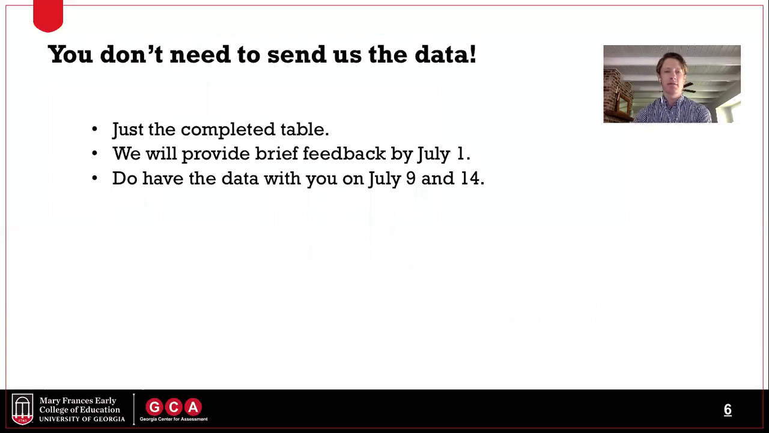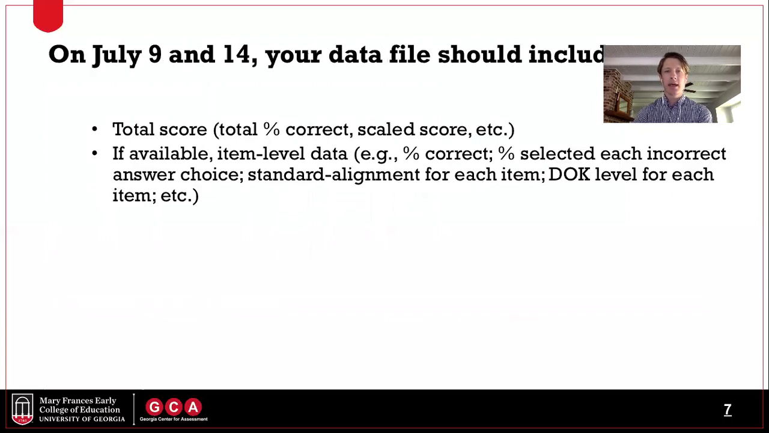Do bring the data for that particular assessment to the webinars on July 9th and 14th. And when you have that data set compiled, it should include the following. What we should have would be some aggregate level performance, such as a total score, like the total percentage correct for particular students. If you have a scaled score, like for those of you who might want to look at MAP data, you're going to have a scaled score, and that's going to provide aggregate high-level information about student performance as well. So make sure that your data file includes some aggregate level score, like total score.